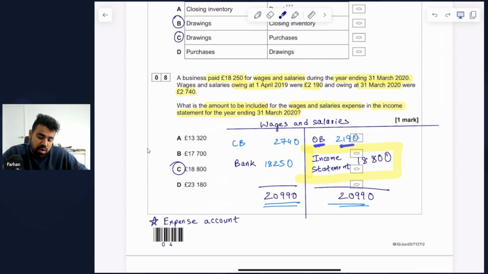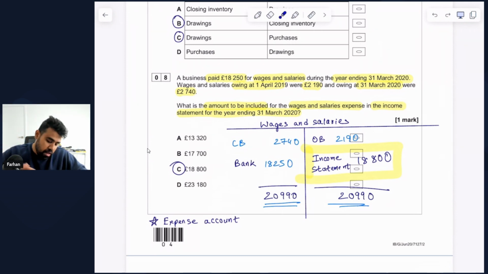And that is 2,190. You can see it also mentions owing at 31 March 2020 were £2,740. So the closing balance at the end of the financial year also refers to a liability, which therefore means that you need to record this on the debit side as closing balance or balance CD, which is known as balance carried down. It's the same thing, and that is 2,740.